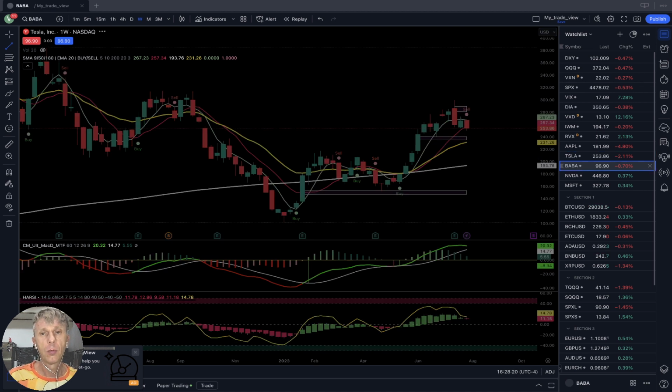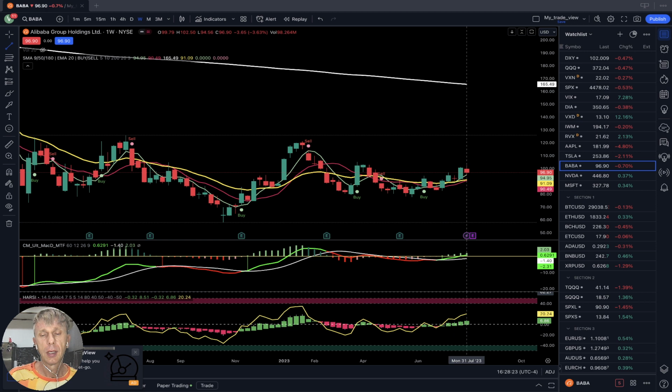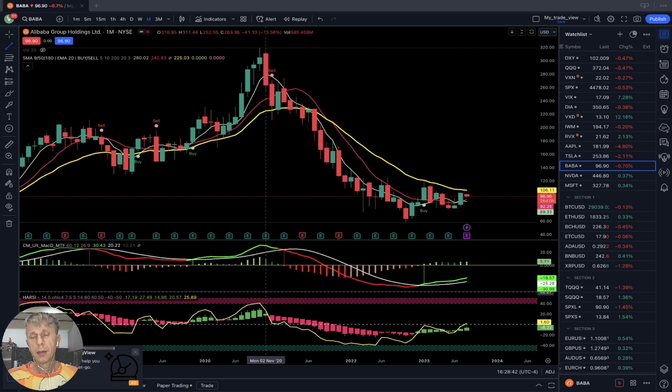BABA, Alibaba Group, weekly time frame, bullish trend. Bearish territory because all moving averages below 200, but it is in a bullish signal because MA5 did bullish crossover over 10, 20 and bars above all moving averages except 200. Bullish trend weekly. Let's see monthly BABA. Still in the bearish territory, still below 20. All indicators positive because last bar moved above MA5 and 10. It is positive, but it's still in the bearish territory on monthly.